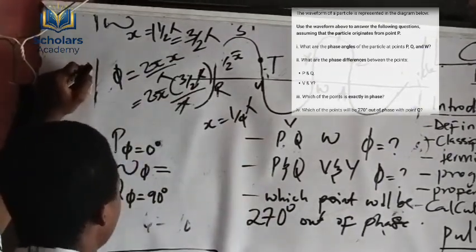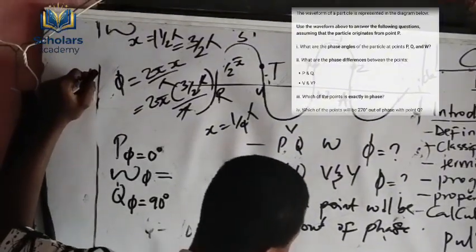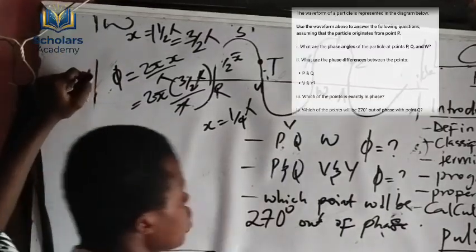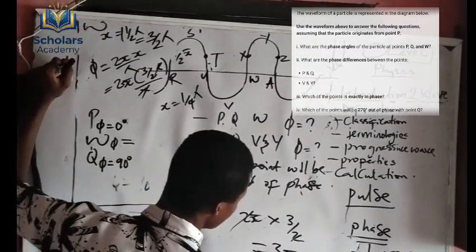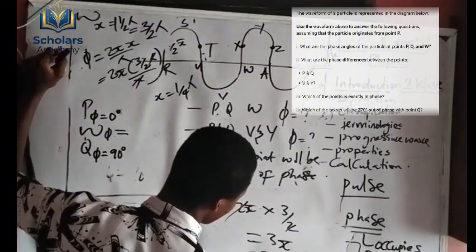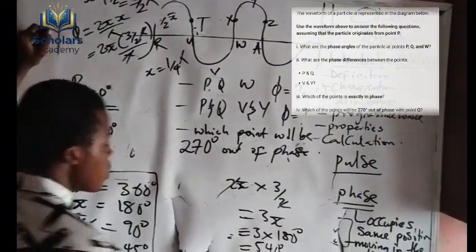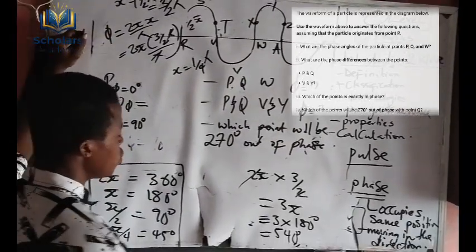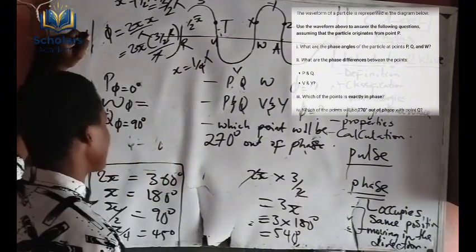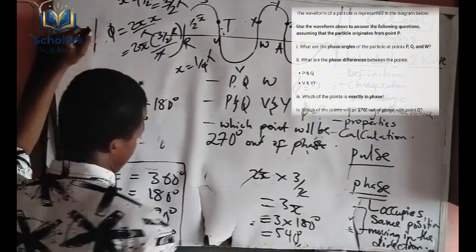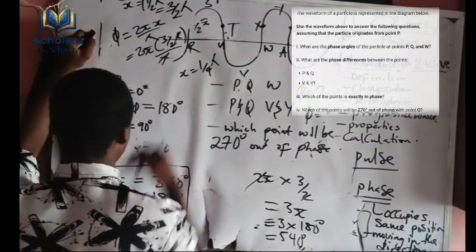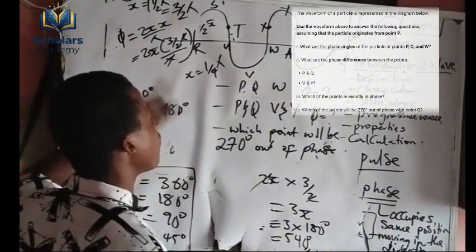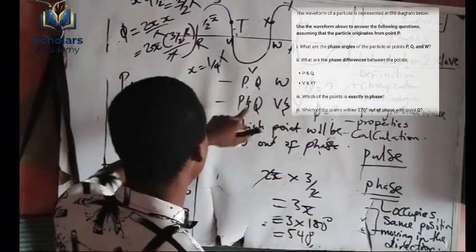So what will happen? Lambda will cancel lambda. So you now have 2 pi times 3/2. So 2 cancels 2. So you have what? 3 pi. So that 3 there, that will be 3 times what? 180 degree. Which will actually give us what? 540 degree. Are you with me? We all know that this 540 degree is more than 360. So since it's more than 360, what will you do? You say 540 minus 360. So 540 minus that 360, you have what? 180 degree there. So 180 degree or 540. So the phase angle of this W is what? 180 degree or 540. It is also what? Out of phase with P.